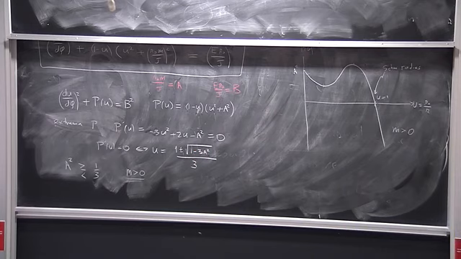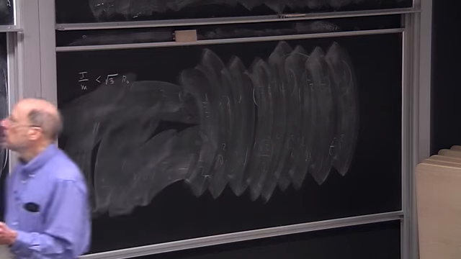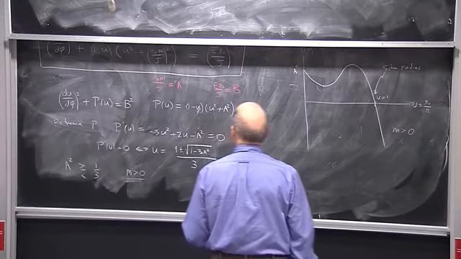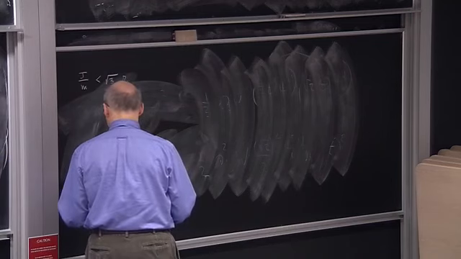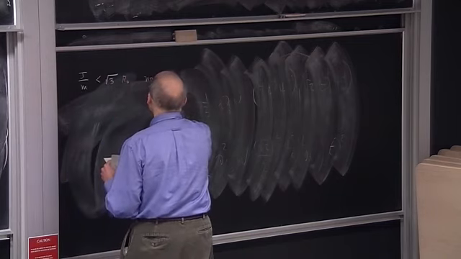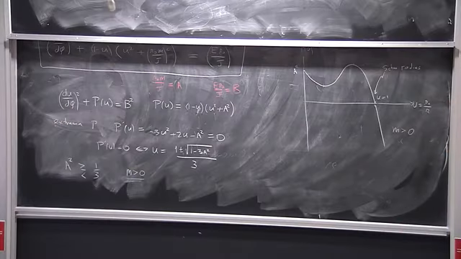So here we go again. A being greater than 0 corresponds to J, the angular momentum per unit mass, being less than the square root of 3 times R naught. And in that case, there are no roots, except for this one at the Schwarzschild radius itself.